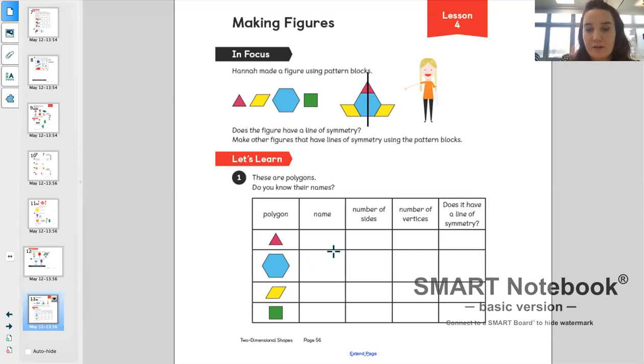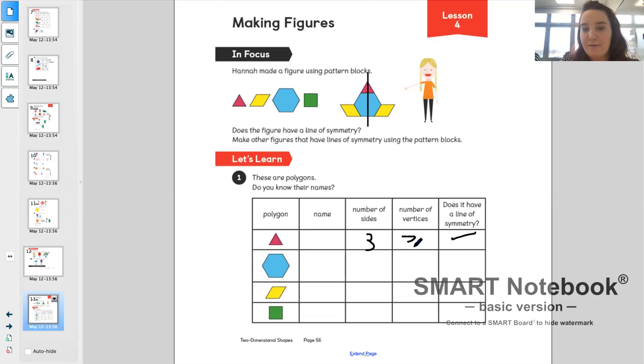Now it's going to ask us what these polygon names are, so the names of these shapes. Okay, what's this called? It's a triangle. How many sides does it have? 3. How many vertices? 3. And does it have a line of symmetry? Yes. So let me write 3 in there.